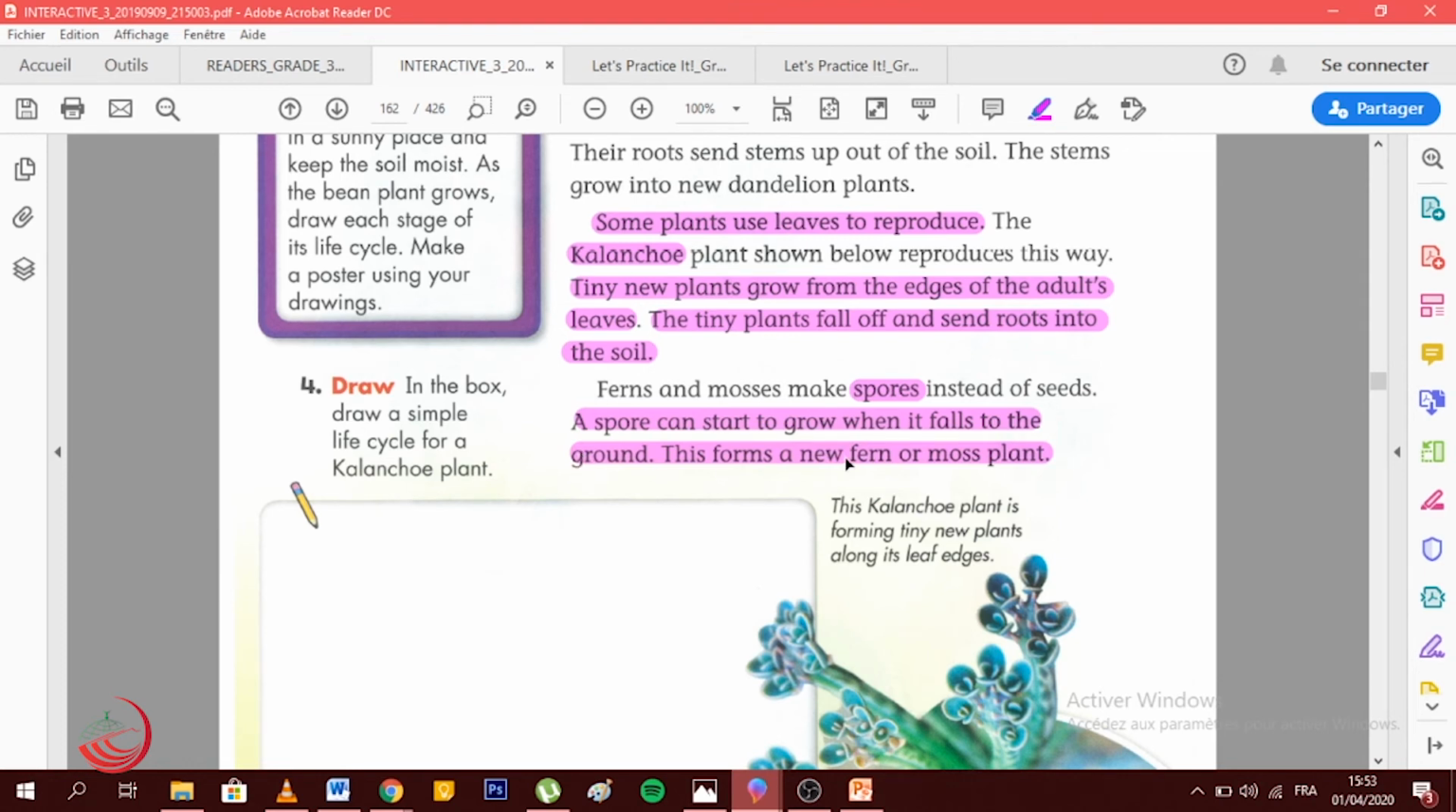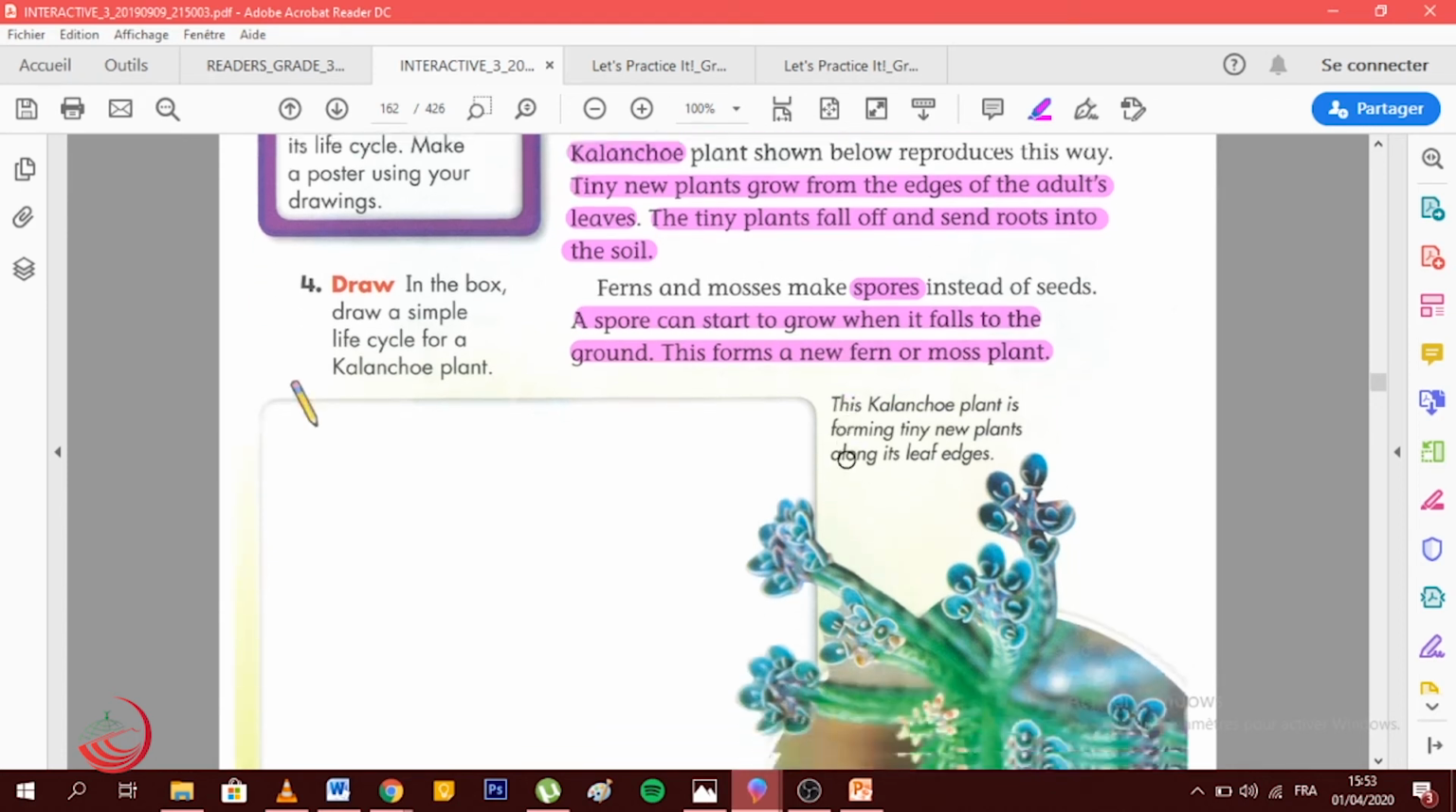And again, the spore will fall on the ground, on the soil, and if it has the perfect conditions like oxygen, water, and good temperature, it will start growing a new fern or new moss. Very well. Let's go to number 4.